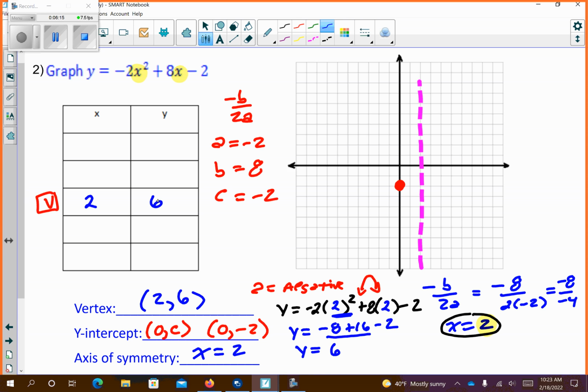So I'm going to go ahead and plot the point 2, 6. So should our vertex fall on the axis of symmetry? Does that seem to make sense, what I talked about yesterday? The axis of symmetry is always the vertical line that we can fold over on top of itself. So the vertex will always live on the axis of symmetry. That's why x equals -b/2a finds us the x component of the vertex. It also finds us the axis of symmetry.